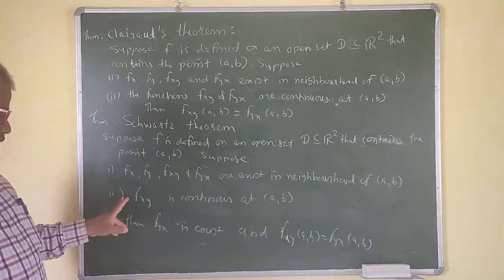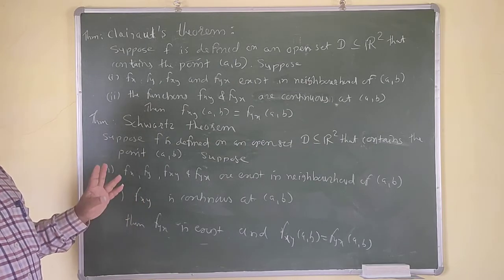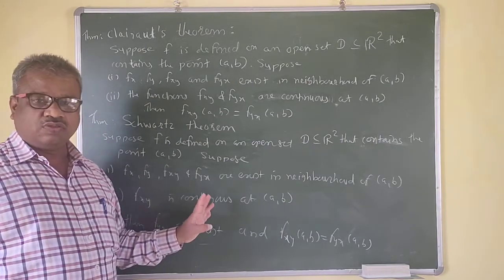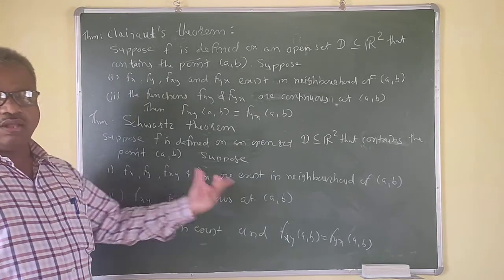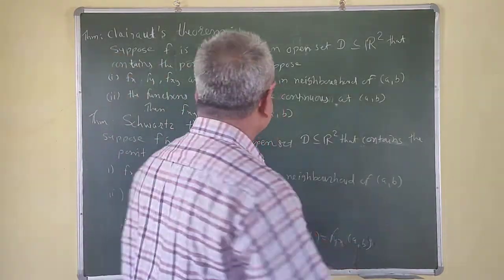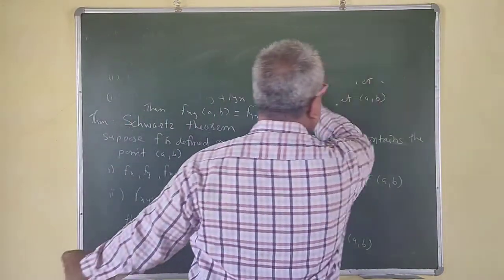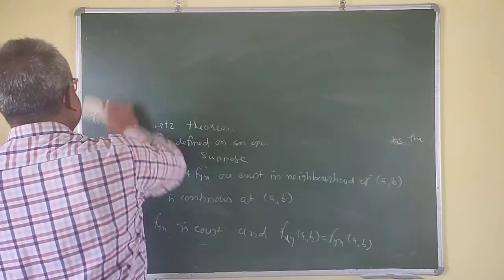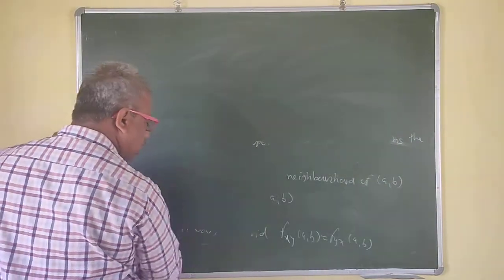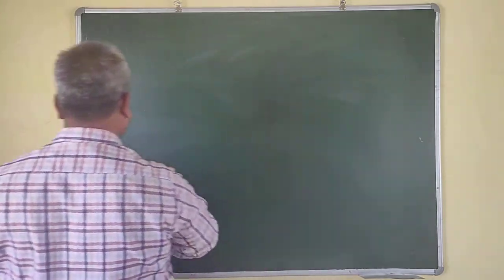In Schwarz's theorem, only the second condition is different. Here one of fxy or fyx is continuous, then the other exists and both are equal. This is Schwarz's theorem. This is only a sufficient condition, but not necessary. That means the converse of Clairaut's theorem is also not true, and the converse of Schwarz's theorem is also not true.